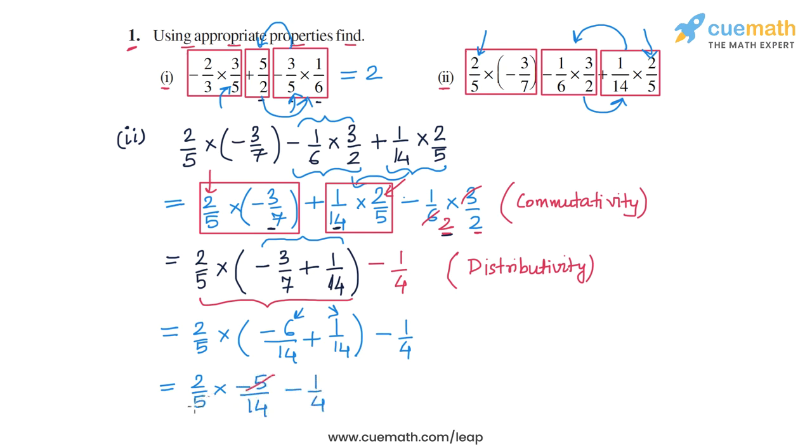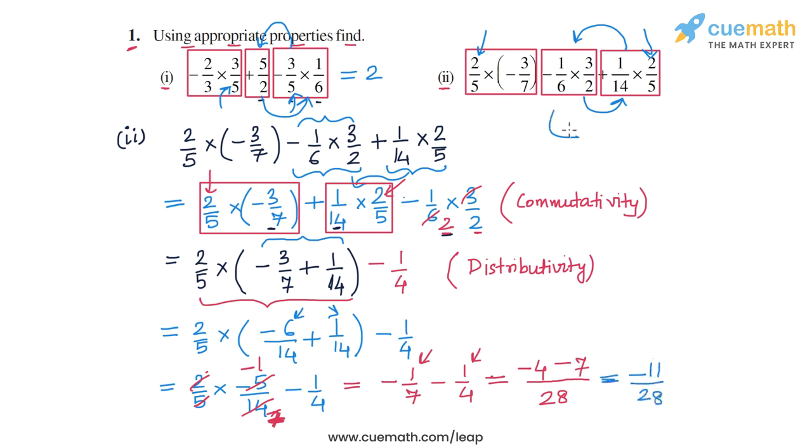Now let's simplify this. So minus 5 by 5 is minus 1, and 14 by 2 is 7. So we get minus 1 by 7 minus 1 by 4. And now we just need to take the LCM and combine these two terms. So 7 and 4 have an LCM of 28. And for this first numerator 1, we can write minus 4, and for the second numerator of 1, we can write minus 7. So we get minus 4 minus 7 by 28, and this is equal to minus 11 by 28. So the value of the expression in the second part is minus 11 by 28. And with this, we have completed both parts of question number 1.